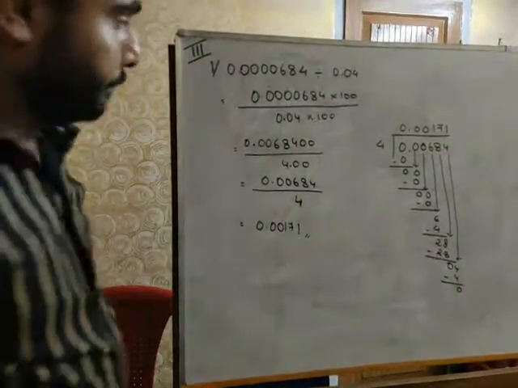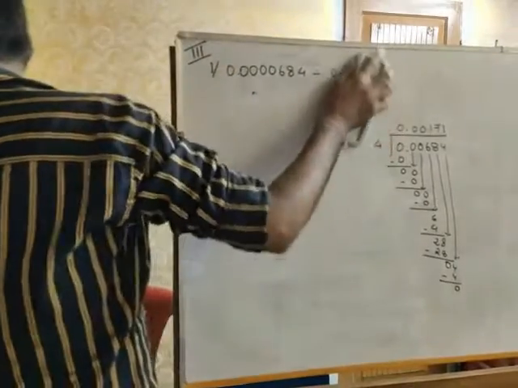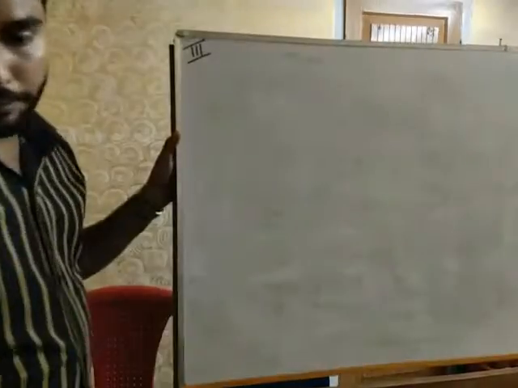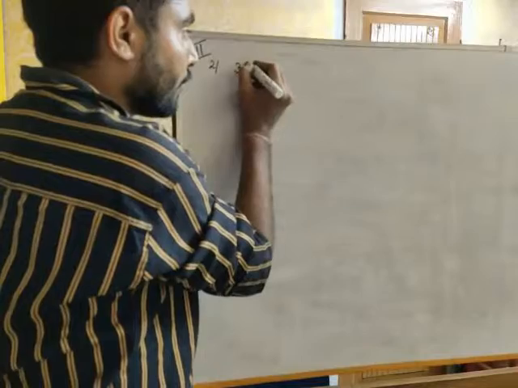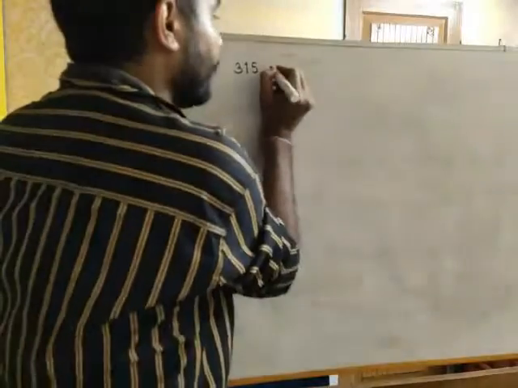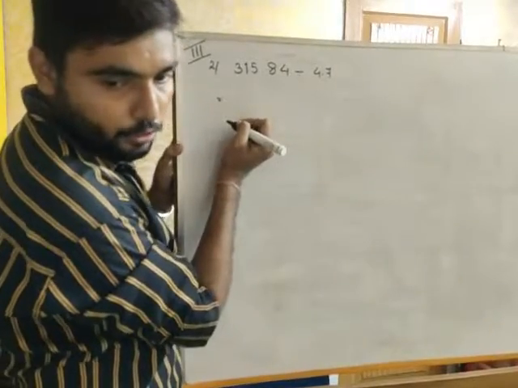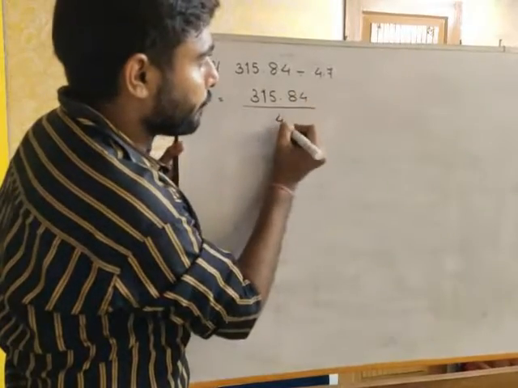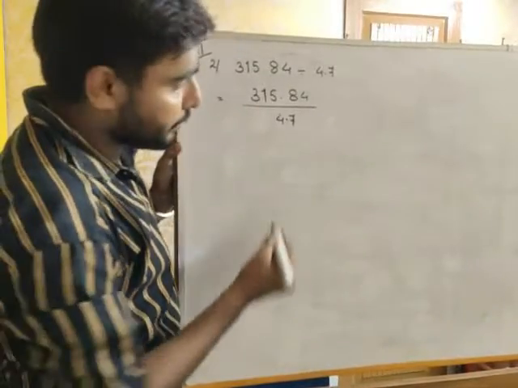Okay, let's see number 2 then. 315.84 divided by 4.7. So let us write it in numerator and denominator form. 315.84 divided by 4.7. So तुम्हालोके denominator जो साया सा, in the denominator you can see decimal.